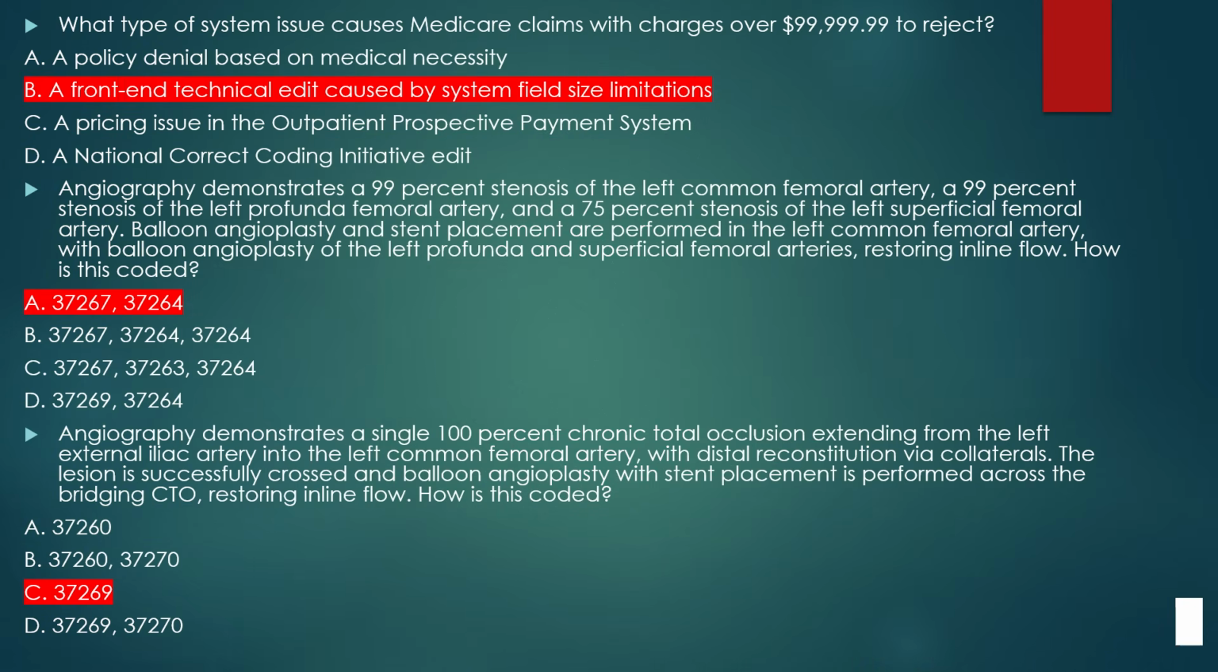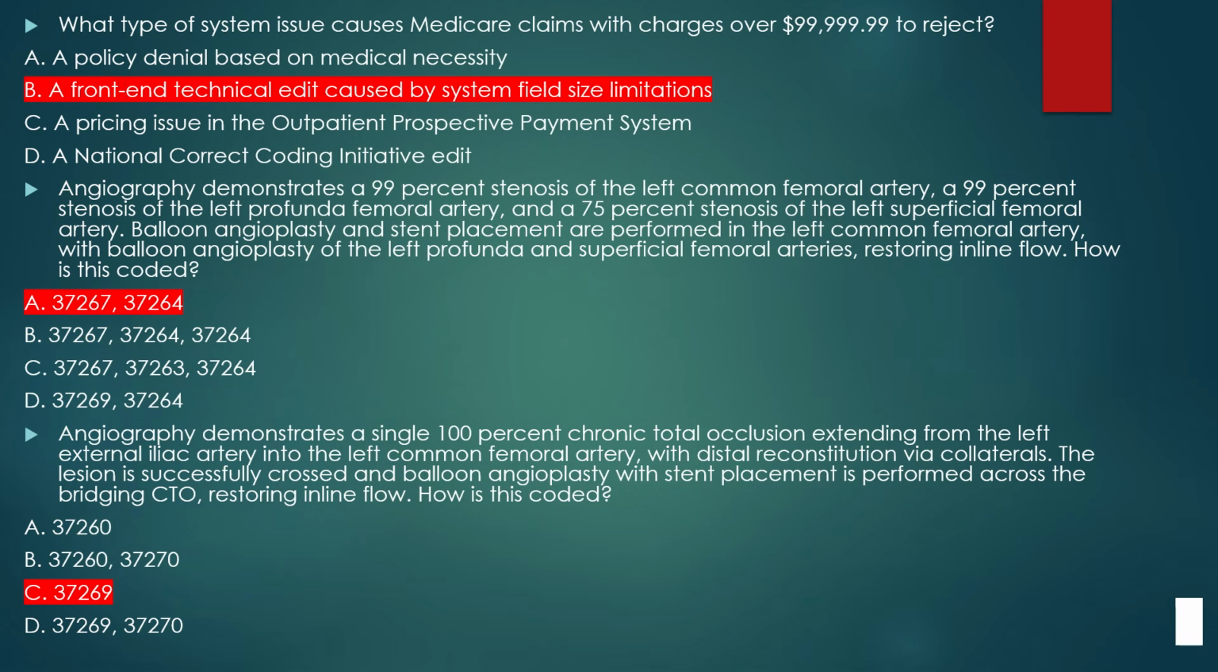What type of system issue causes Medicare claims with charges over $99,999.99 to reject? A. A policy denial based on medical necessity. B. A front-end technical edit caused by system field size limitations. C. A pricing issue in the Outpatient Prospective Payment System. D. A National Correct Coding Initiative edit.